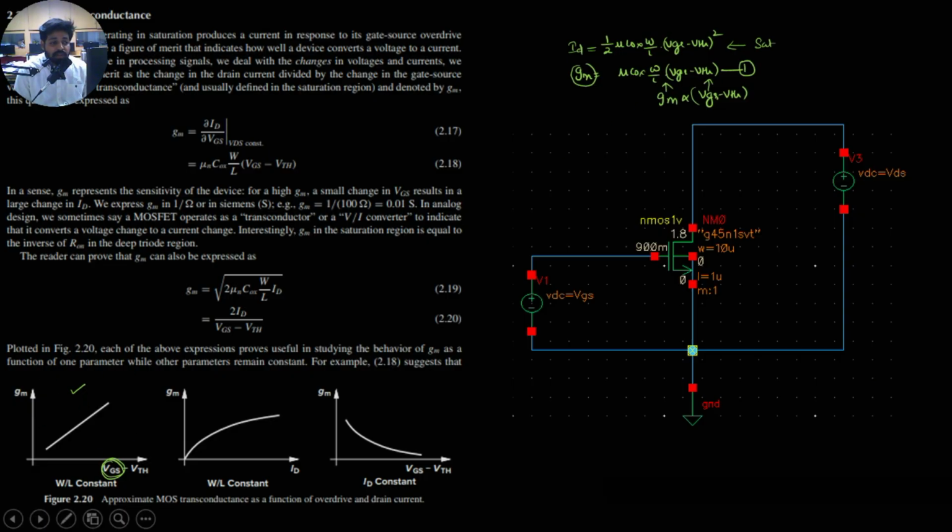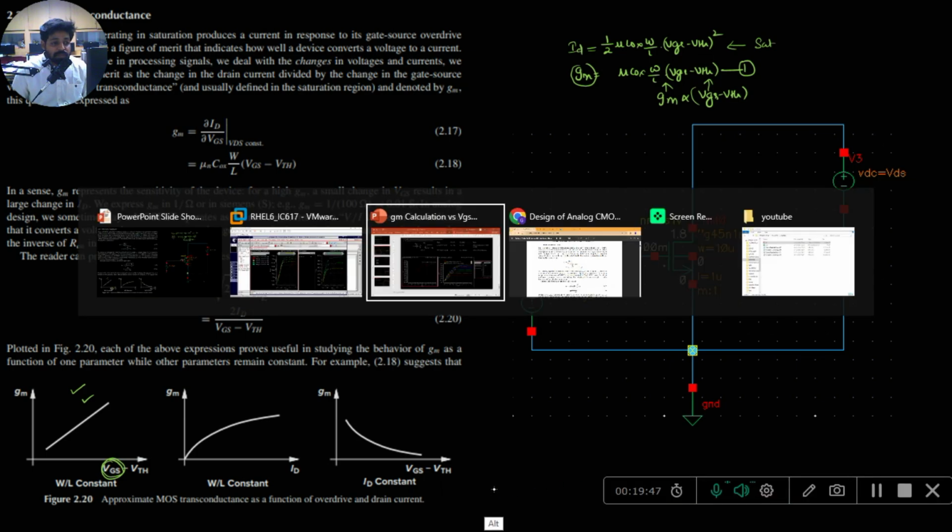This is the graph. We will be simulating it now, to see how we extract this graph, so that it clearly indicates how variations of the overdrive voltage, or variations of VGS, affect the gm. So now we will do the same thing in the simulation.